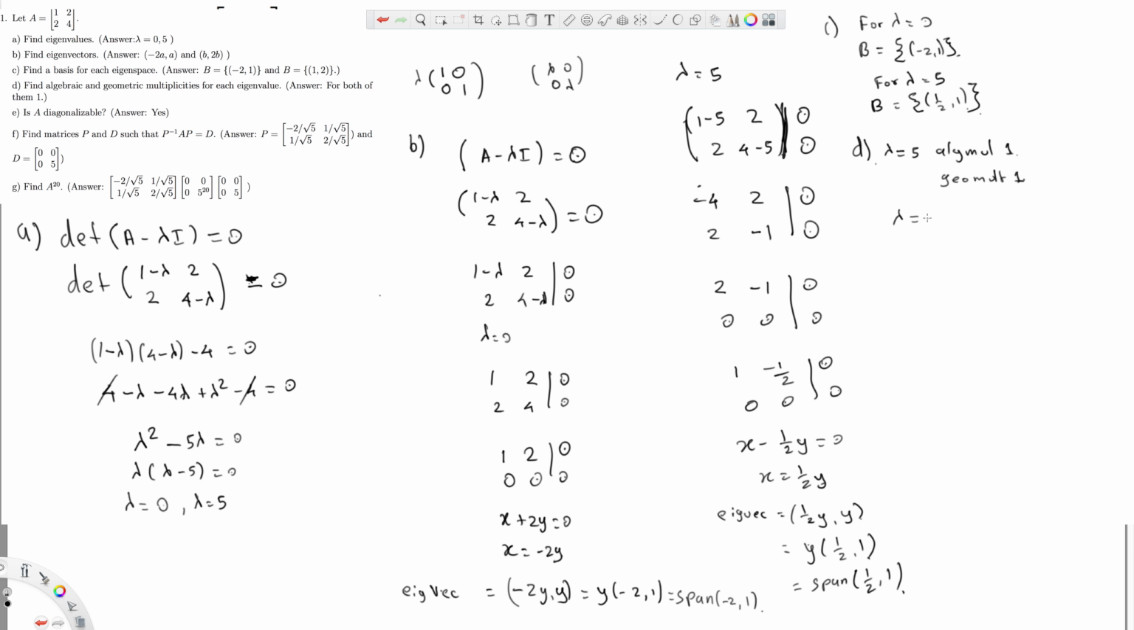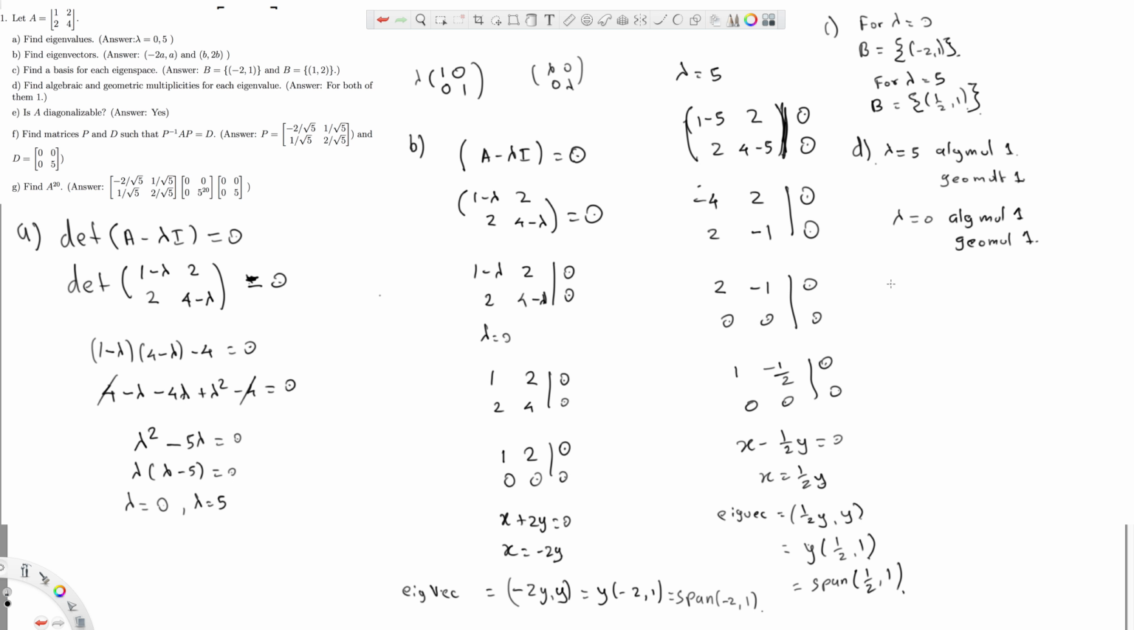And for lambda equal to 0, same thing, because you can see that it's the only power 1, so the algebraic multiplicity is going to be simply 1. And geometric multiplicity is also 1, because it's only one free variable. So this is the answer for D.